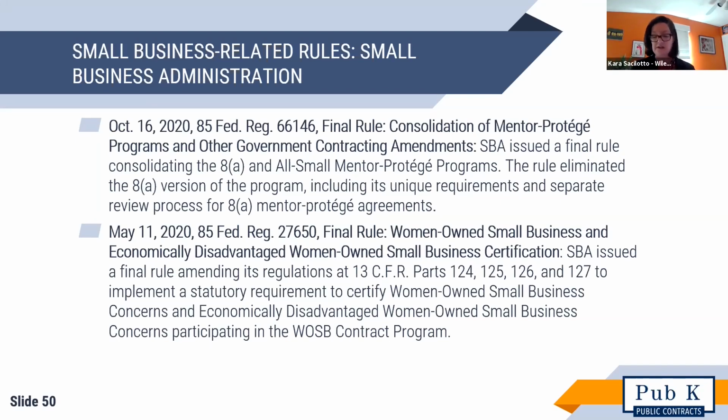After the effective date of this rule, which was in mid-July 2020, women-owned small businesses and economically disadvantaged women-owned small businesses that are not certified in this manner cannot participate in the women-owned small business contract program. However, women-owned small businesses that do not participate in the program can continue to self-certify their status and receive contract awards outside that particular program. Let's go to slide 51.